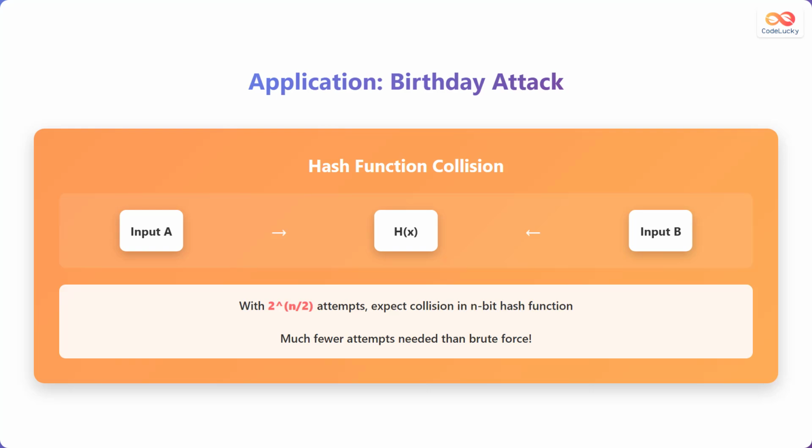Let us consider the application of the principle in cryptography. This is the birthday attack. Consider a hash function where you are trying to find a collision. This means that you want to find 2 different inputs, input A and input B, that produce the same hash value h of x. With 2 to the power of n divided by 2 attempts, you can expect a collision in an n-bit hash function. This is a much smaller number of attempts than needed for a brute force attack, making it a significant concern in cryptographic security.